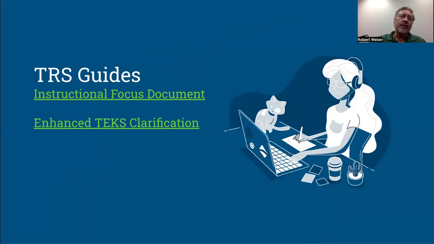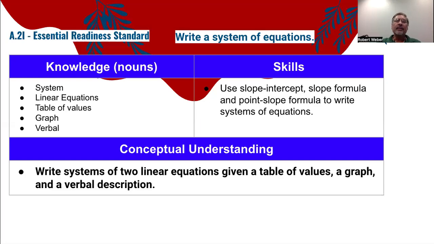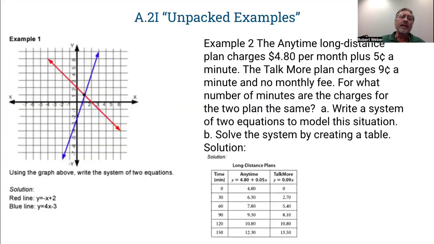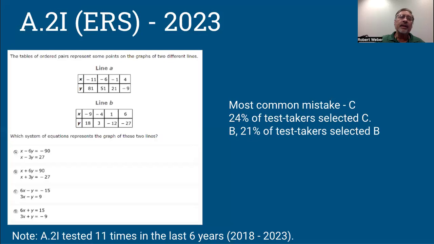Unpacking the TEKS, of course, are documents that you would use coming from TRS. A2I, writing the system of equations, the important content knowledge that the students need to have. What are systems, linear equations, table of values, graph, and verbal. And then the skills that are involved will be using slope-intercept form, slope formula, and point slope formula to write systems of equations. And sometimes those systems will also come at us in standard form. So a little additional information, some example problems here, and then, of course, some recently tested problems.